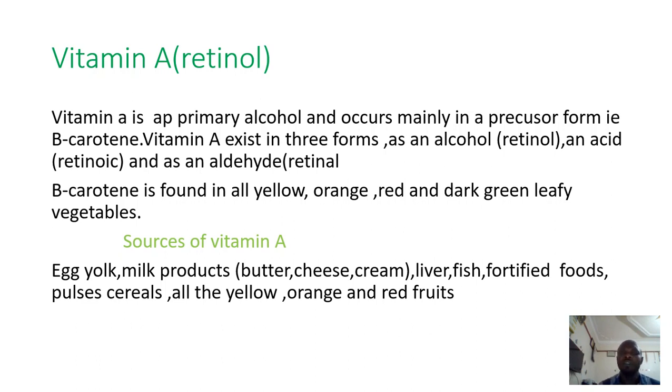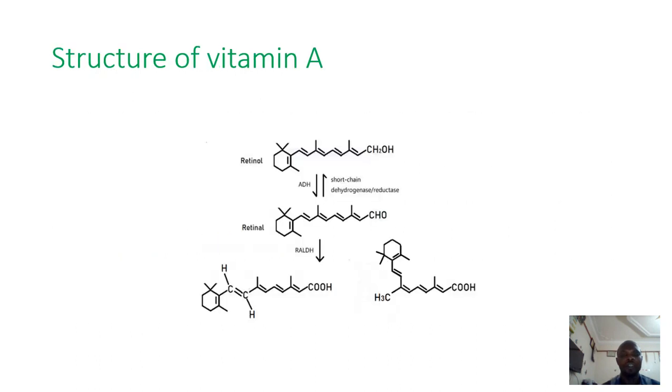Sources, like I said, you have the egg yolk. Remember, it is yellow. You have milk products like butter, cheese, cream, liver, fish, fortified foods like margarine, and then maybe the processed foods which are fortified with vitamin A and E. Pulses, and examples of pulses you can talk about, we have beans, groundnuts, then we have cereals. Then all the yellow, orange, and then the red fruits are also rich in vitamin A.